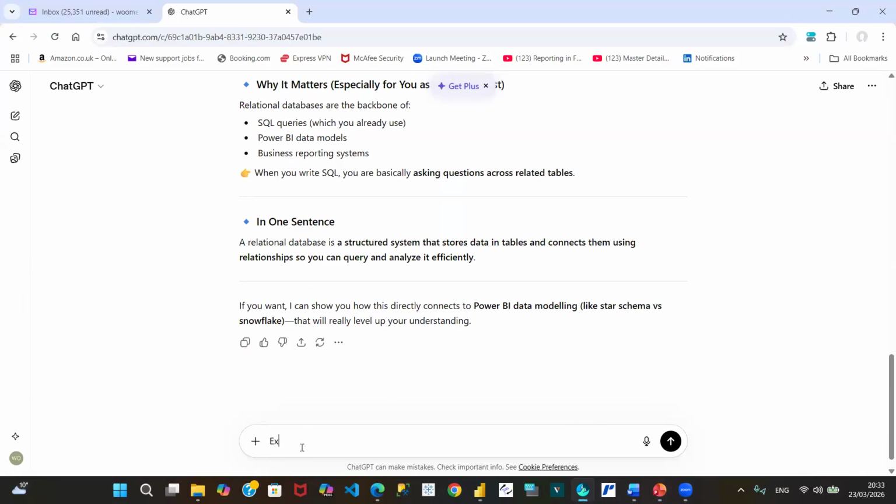Explain the concept of facts and dimension table in data modeling.